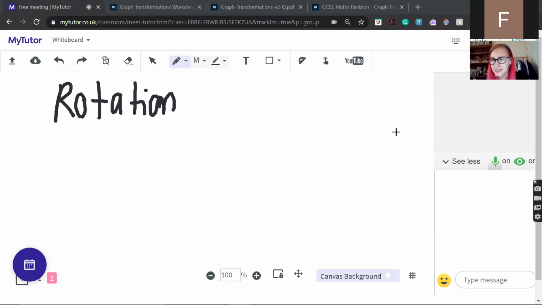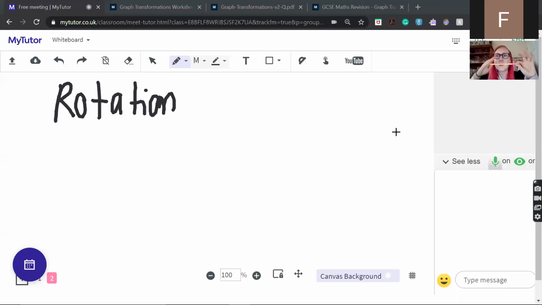Yeah, and hopefully it'll make sense as we do some more. So that's the point about which. And then the number of degrees is exactly what it sounds like. So if I rotate this here, so we say about this point, so about this point by 90 degrees this way.